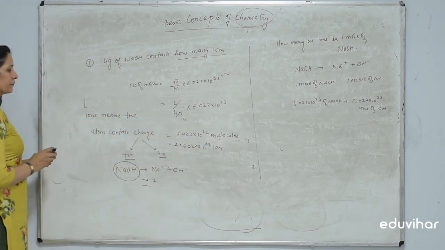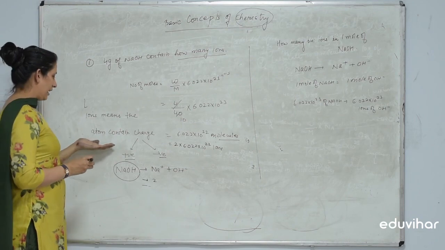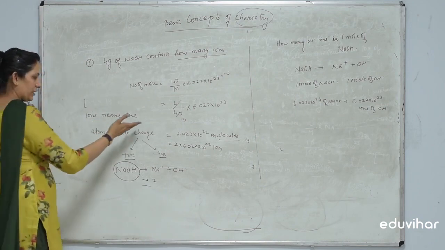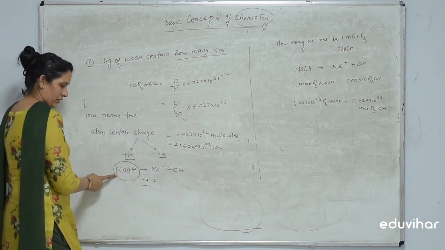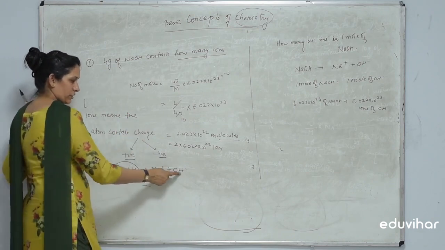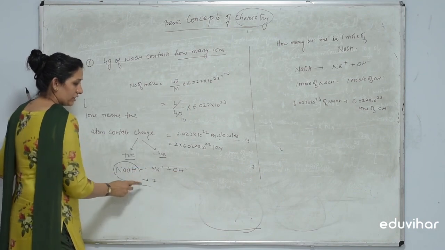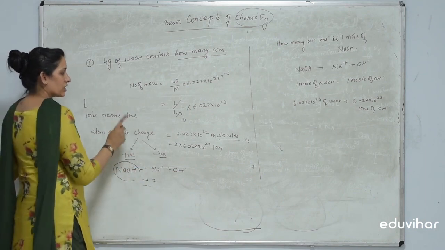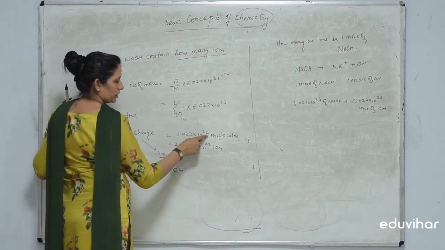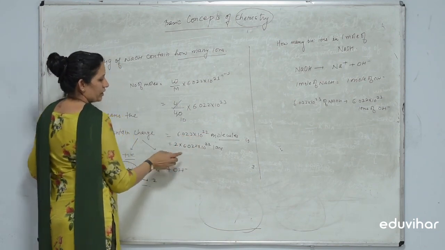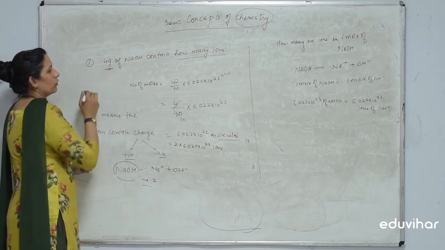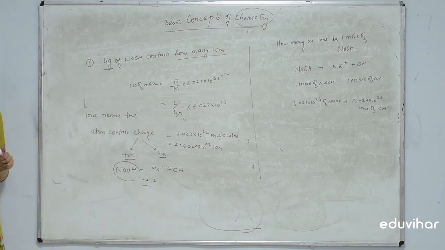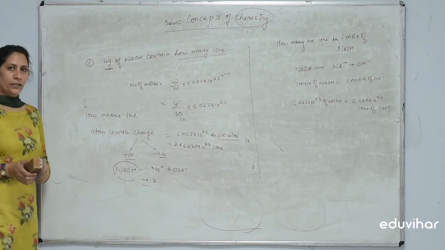Again I am repeating. An ion means an atom that contains a charge, which can be positive or negative. If I am having NaOH, with Na positive plus OH negative, the total number of ions is 2 into 6.022 into 10 raised to power 22. This much we have in 4 gram of NaOH. I think this is clear. Any doubt?